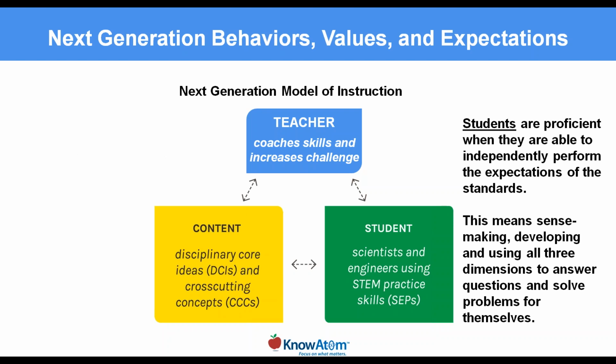Now, from a student perspective, remember we said earlier that students used to be considered proficient when they could give back to a teacher what they were given. Well, in a next generation model of instruction, students are proficient when they can independently perform the expectations of the standards. In Next Generation Science Standards, or in adaptive and adoptive states, we call these performance expectations.